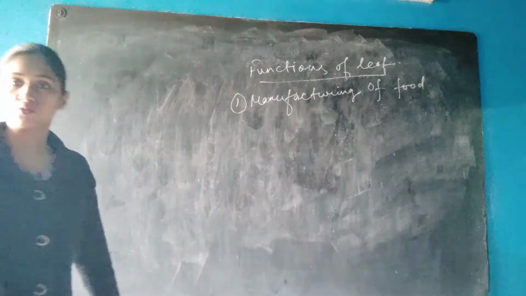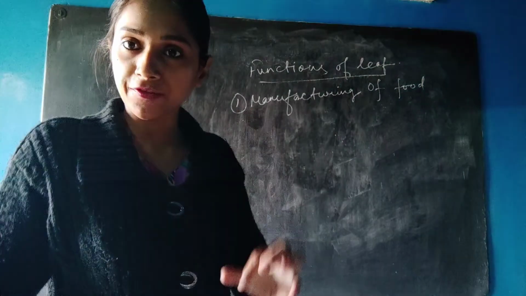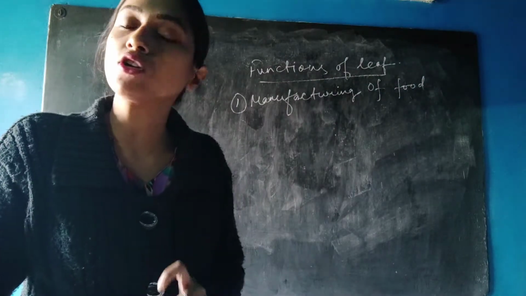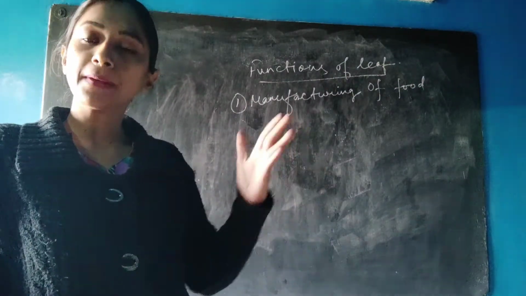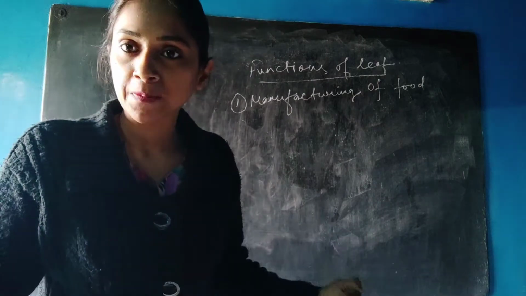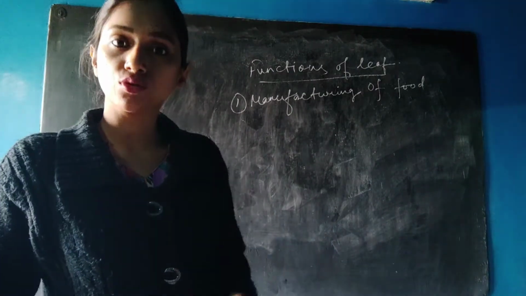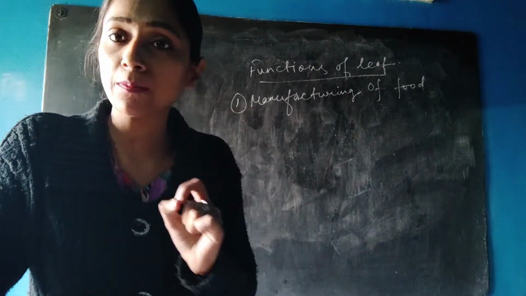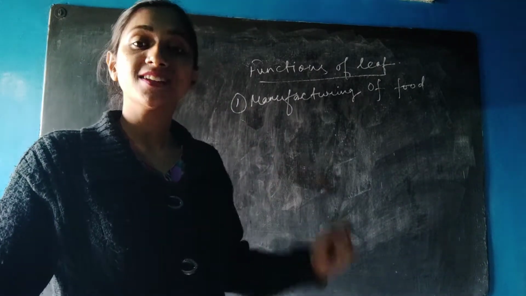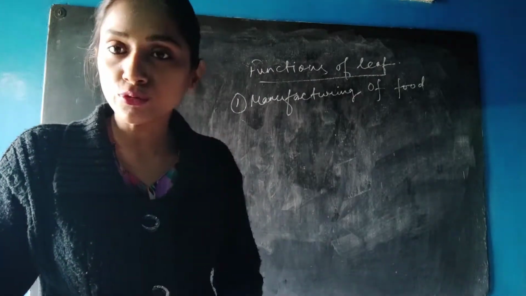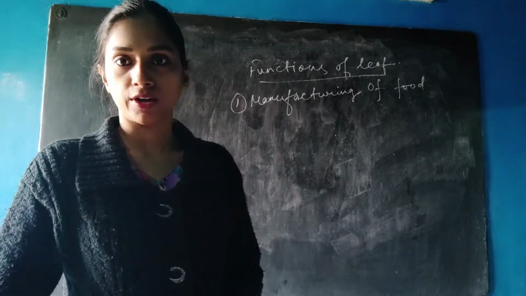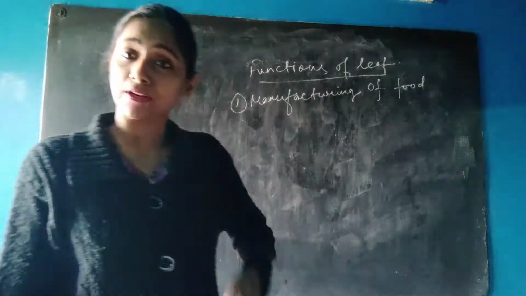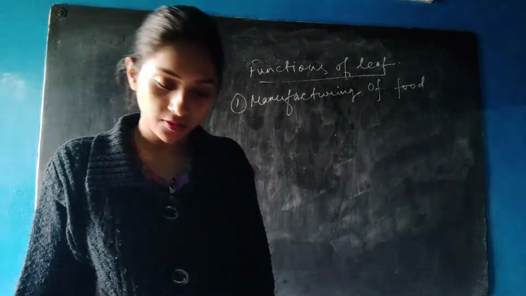Manufacturing of food. I have told you in the very beginning of the chapter that the leaves contain a pigment called chlorophyll, and by this pigment they prepare the food for the plant. What is the food? Glucose, by a process called photosynthesis. So with the help of photosynthesis, the leaves of the plant make food or glucose for the plant body. So the first importance is manufacturing of food by the process of photosynthesis.